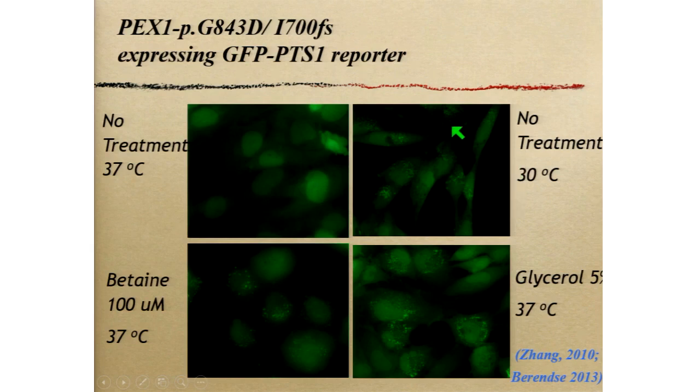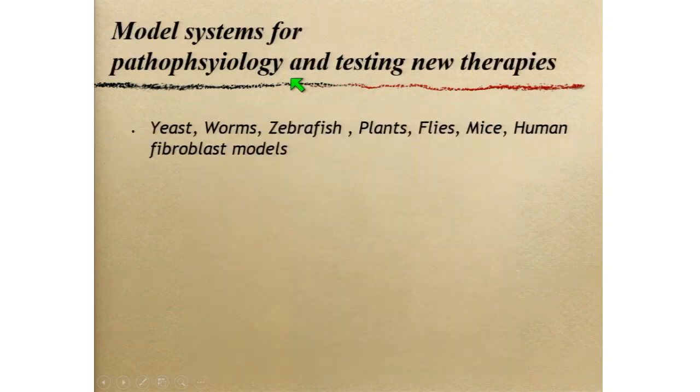If you bring the temperature down, you see that this mutation is temperature sensitive because at lower temperatures we recover some import. And if you bring the temperature to 37 degrees, but you add these nonspecific chemical chaperones like betaine and glycerol, you can also rescue import. So these are the kinds of assays that are going on, looking for drugs that would recover peroxisome function in patient lines with certain mutations.